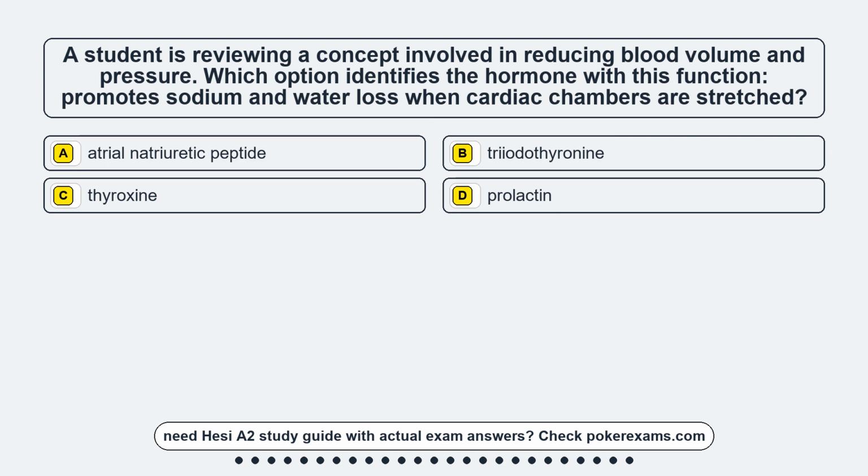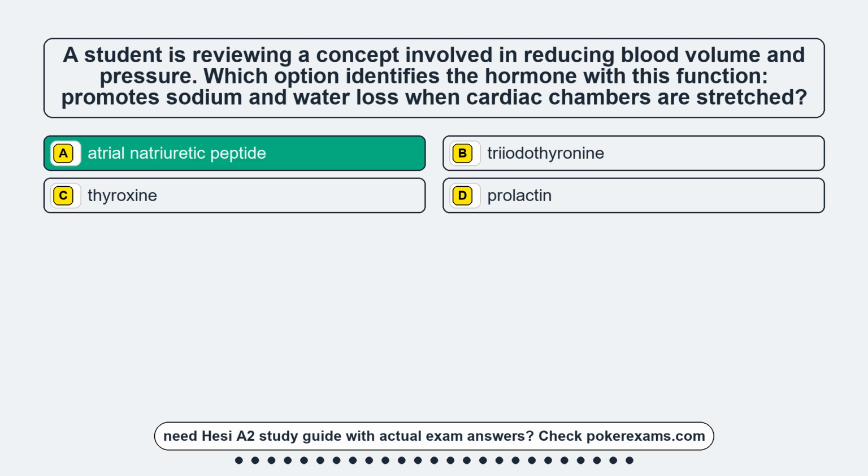Question 20. A student is reviewing a concept involved in reducing blood volume and pressure. Which option identifies the hormone with this function, promotes sodium and water loss when cardiac chambers are stretched? Option A, atrial natriuretic peptide. Option B, triiodothyronine. Option C, thyroxine. Option D, prolactin. The correct answer is option A, atrial natriuretic peptide.